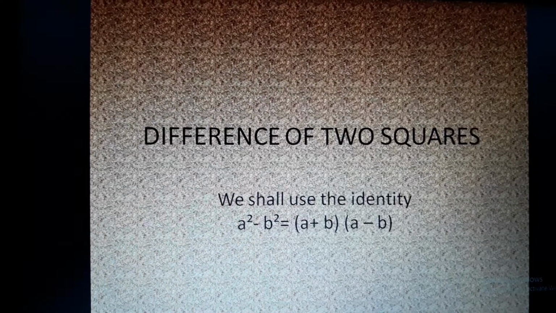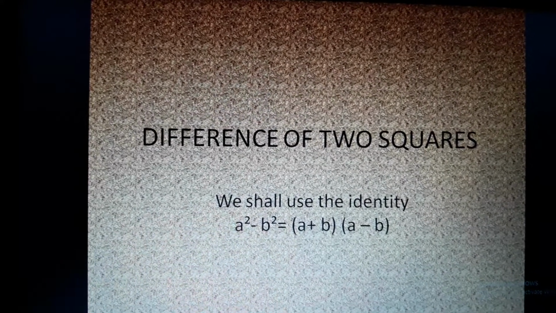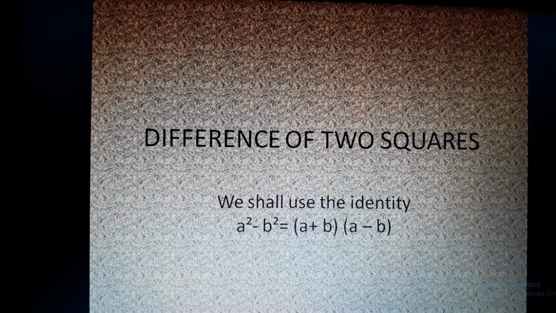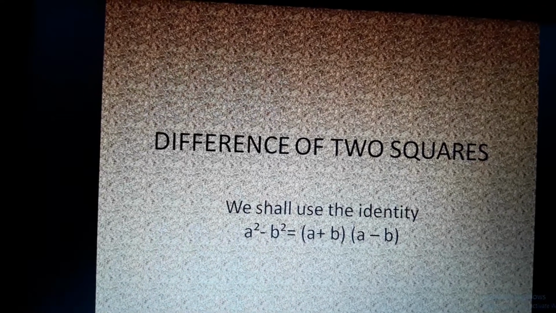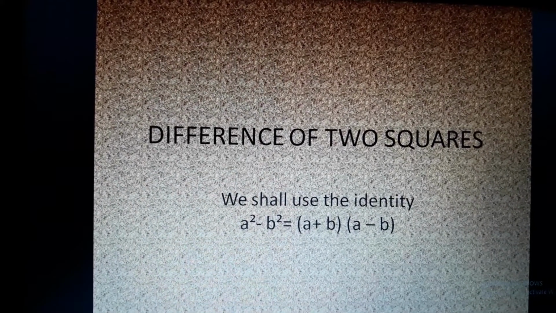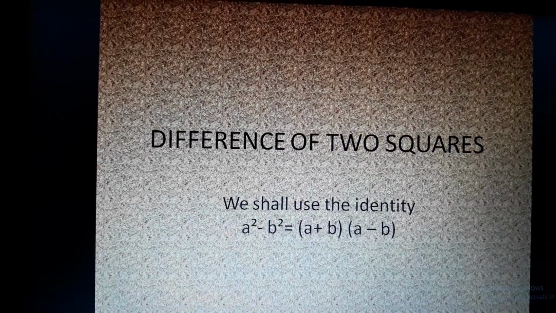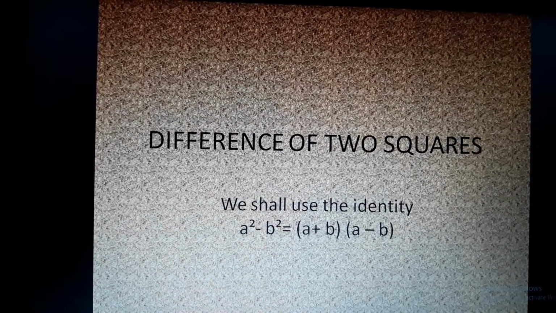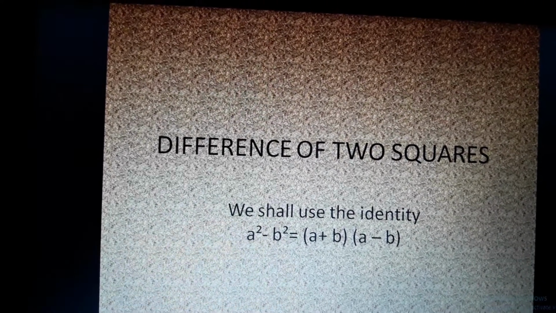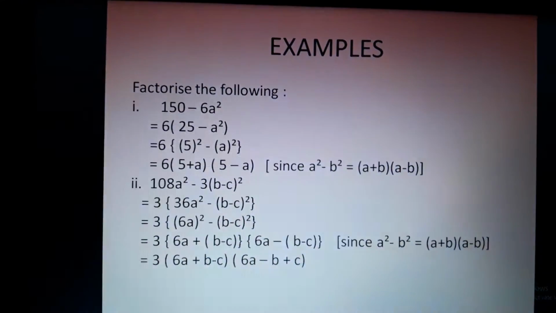Now here we shall use the identity a square minus b square equals a plus b into a minus b. I hope you all know that a square minus b square is equal to a plus b into a minus b. So using this identity we will see some sums. Let us see the examples.